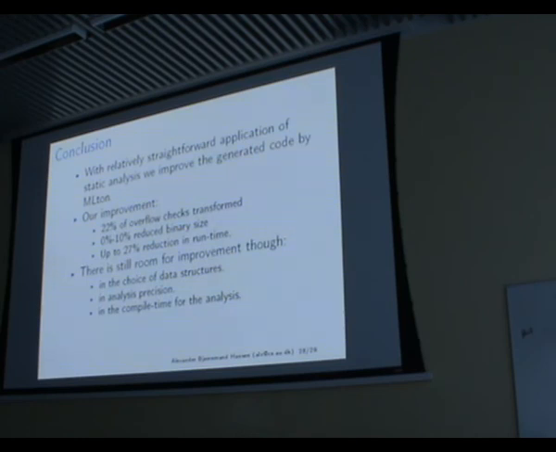So, what can we conclude from this? Well, by applying relatively straightforward static analysis, we can improve the code generated by MLton. We transform 22% of the overflow checking arithmetic. We reduce the size by 0 to 10%. We reduced the runtime by up to 27%. But as you saw with the compile time, there's room for improvement.